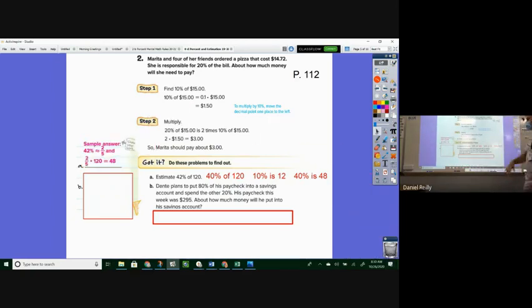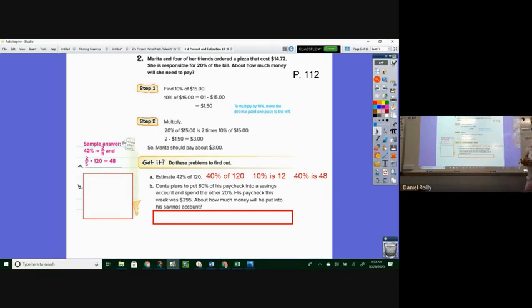You need to write these steps down when you answer the questions. Okay, you're going to have a worksheet that's a Google sheet for homework, and it's going to ask you to show how you got your answer. So you said 40% instead of 42%. 10% is 12. And 12 times 4 is 48, or something like that, okay?